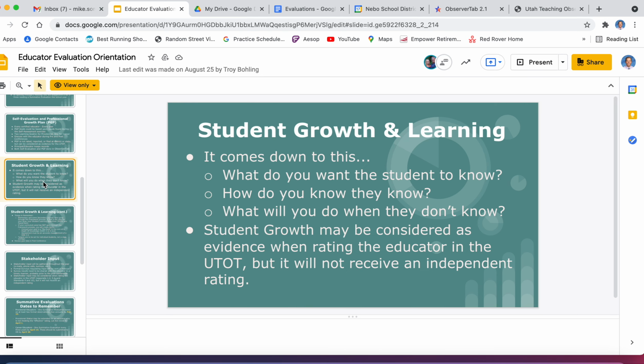So it comes down to this whole evaluation process. What do you want students to know? How do we know that they know it? And what are we going to do if they don't know? All right, so that's the student growth. It may be considered as evidence when rating the educator. So I will talk about that. I have data that I can look at. We'll look at it together when we meet. And so those are things that we look at.